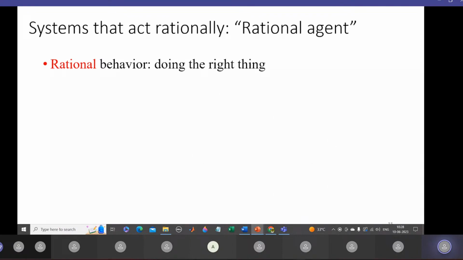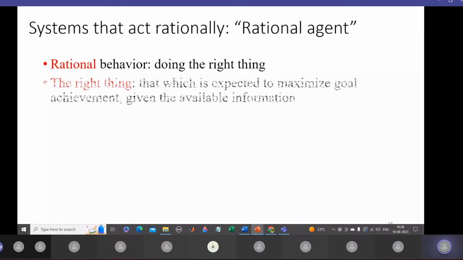So we have chosen a thing, but doing that thing right makes a difference. We might have studied this in software engineering, verification and validation. I know something, I don't remember the term. The right thing is that which is expected to maximize the goal achievement, but the available information has to be given.